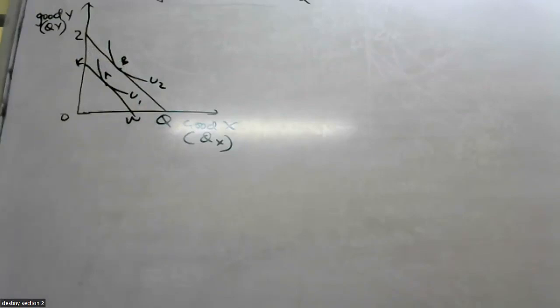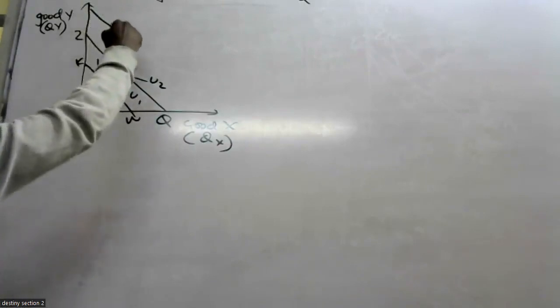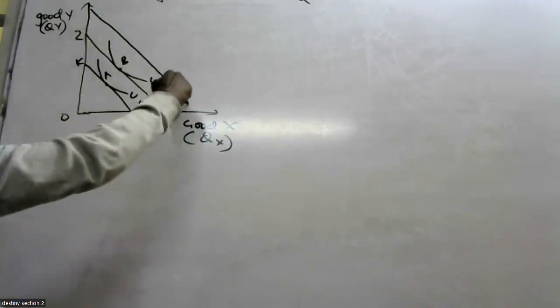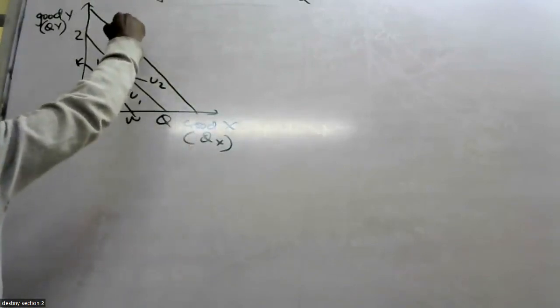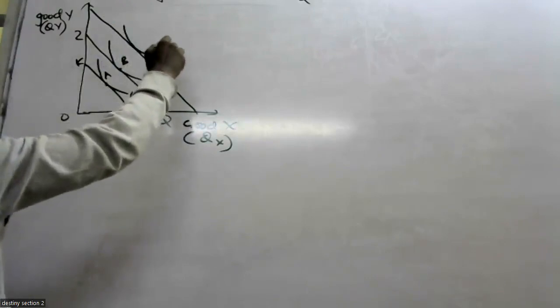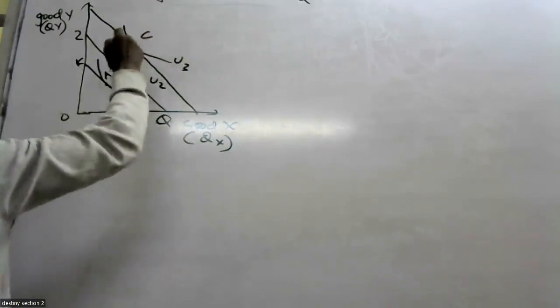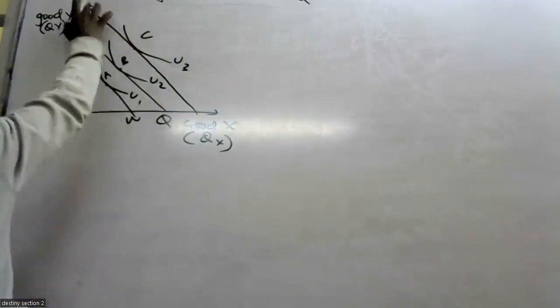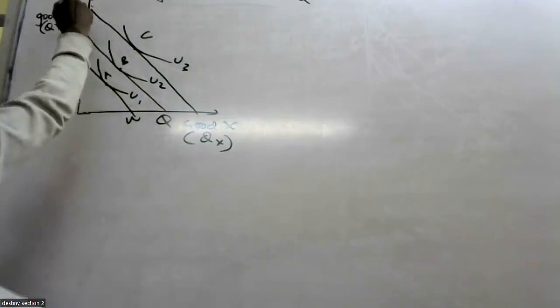Okay. If the income of the consumer increases, the budget line will shift further to the right, like that, and touches another indifference curve, U3, and we call that C. All right, so we call that J.